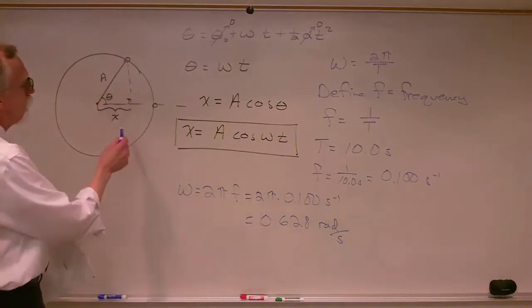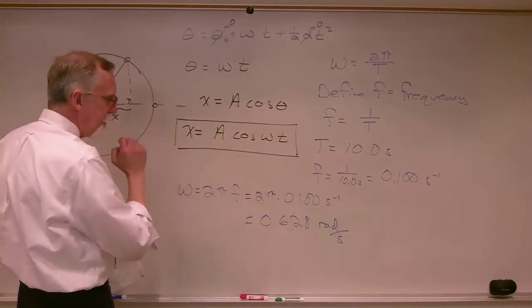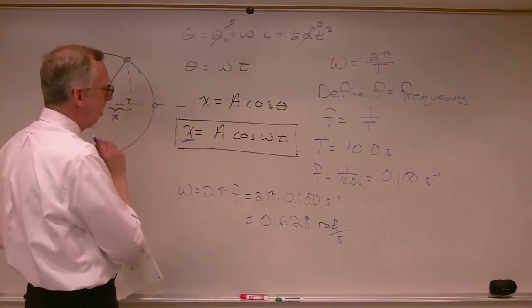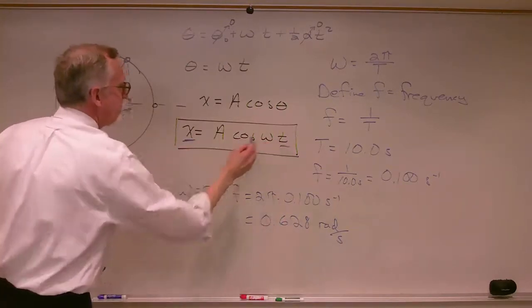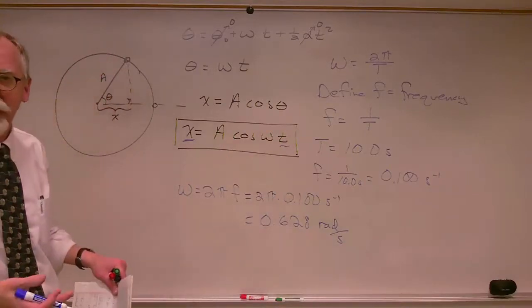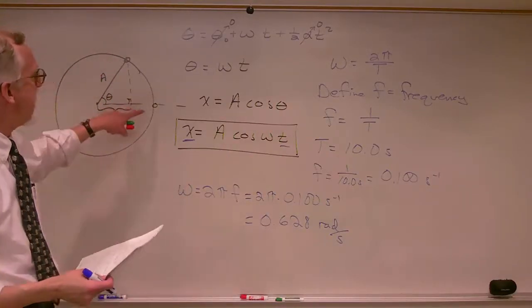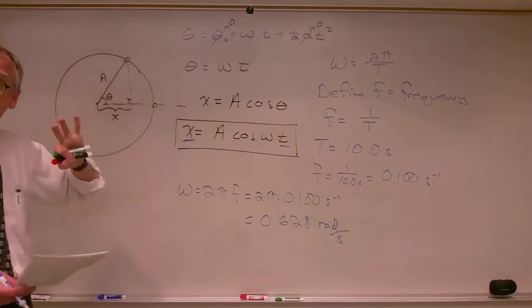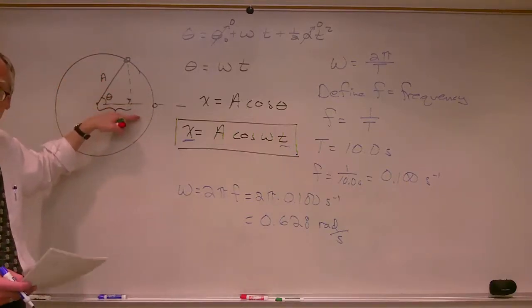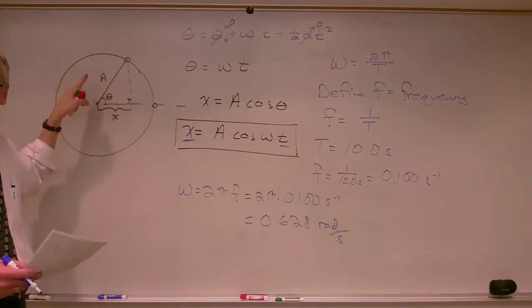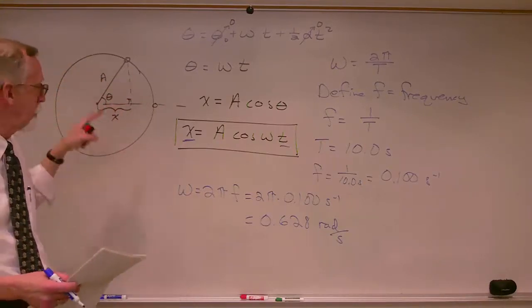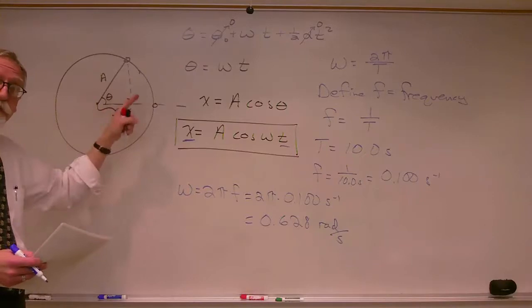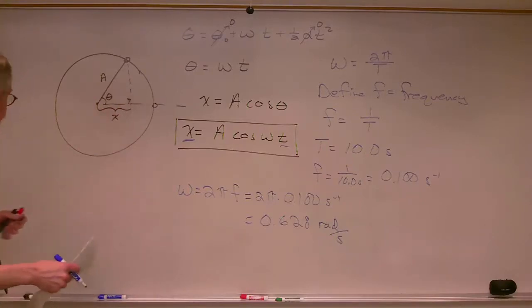All right, so once we've got the position as a function of time, let's think about what the velocity is as a function of time. What is the velocity of this object as it's going around the circle? But what's the x component of the velocity? Rather than what's the velocity vector, what's just the x component? Because we only want the one-dimensional part of this motion.